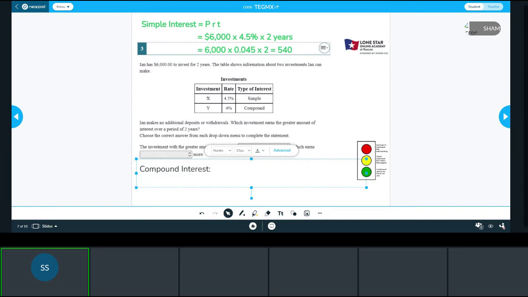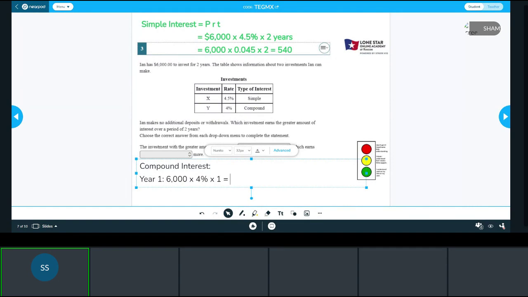So year 1, compound interest, right? Year 1. And I'm going to use the simple PRT formula, right? For year 1, the principal, Ian is going to be investing $6,000, right? The rate of compound interest in the table says 4%, right? And I'm going to find for 1 year at a time. So I'm going to do times 1 because I'm compounding.